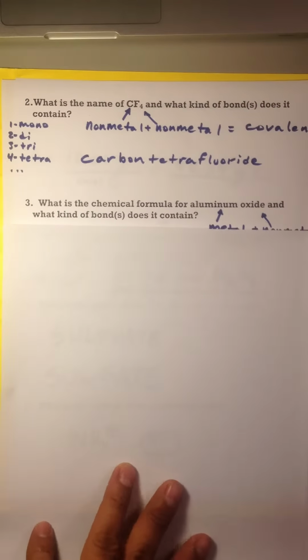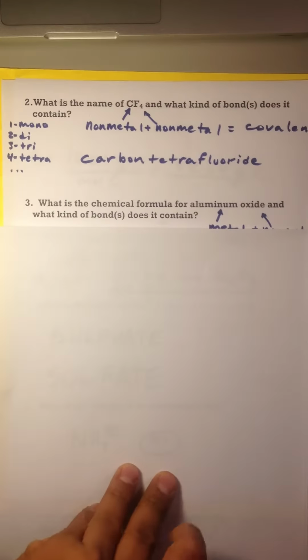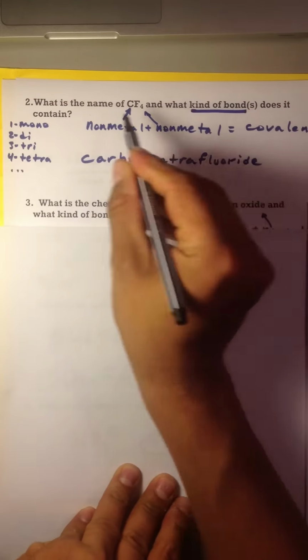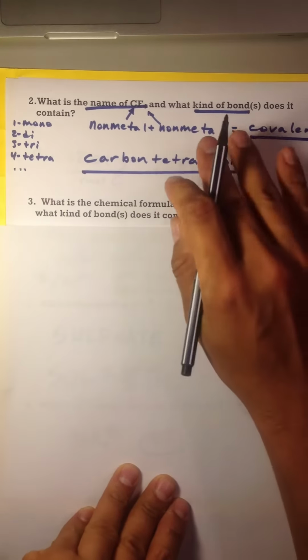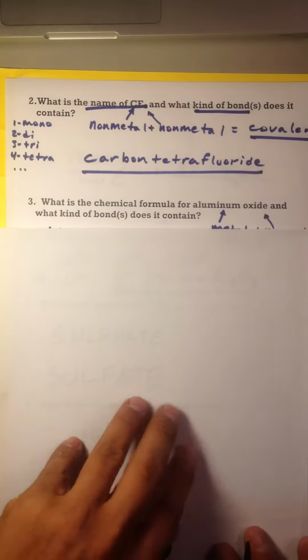Aluminum oxide. And what kind of bond does it contain? Oh, don't forget to answer the question. What kind of bond and what's the name? Here's the kind of bond. Here's the name. Okay? It's easy to forget to answer the question.